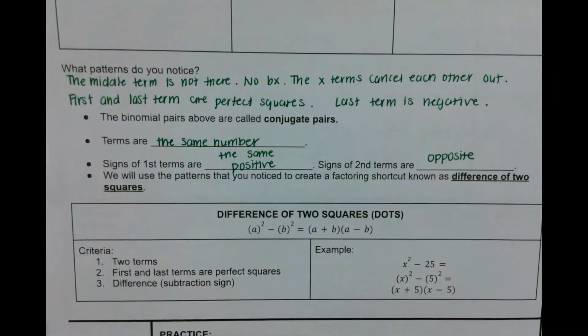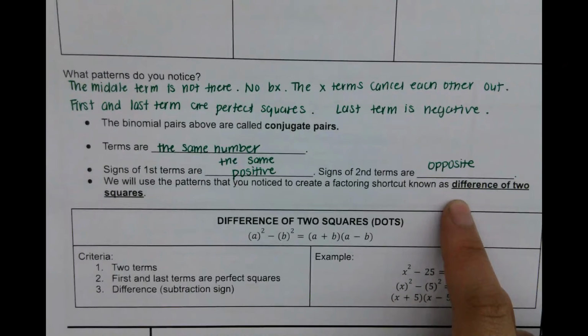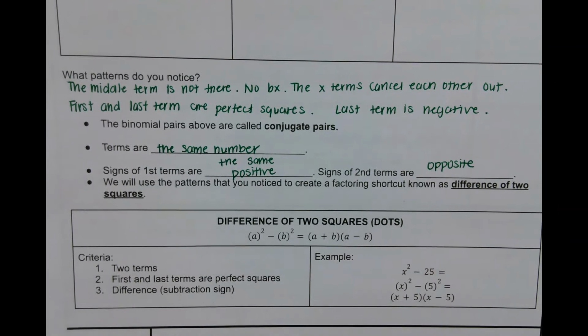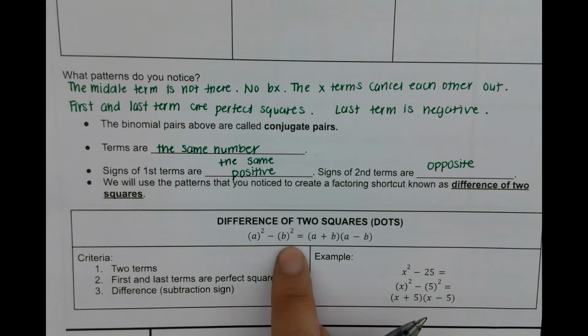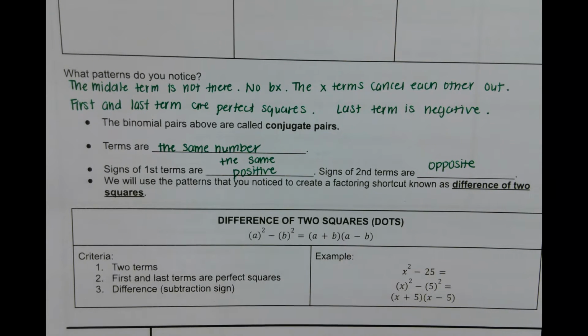We will use this pattern that we noticed to create a factoring shortcut known as a difference of two squares. A difference of two squares follows this pattern. When we have just two terms, a squared minus b squared, we can easily factor it into a plus b, a minus b.